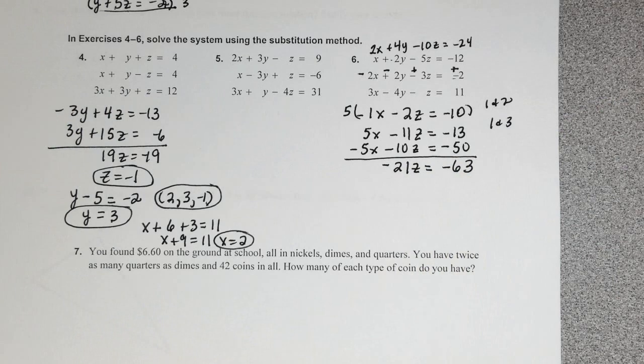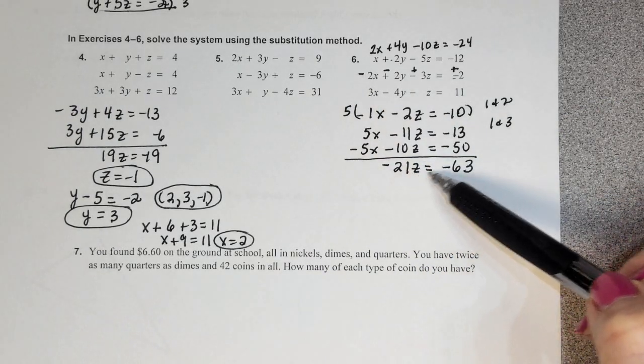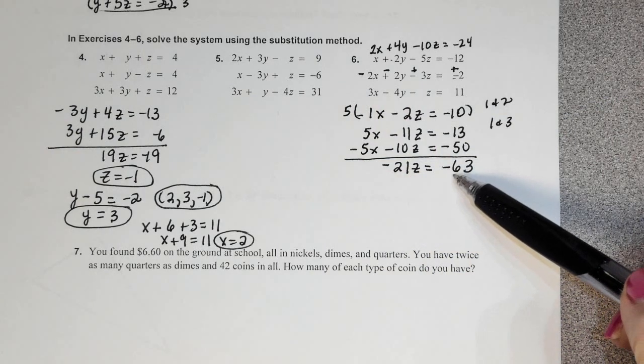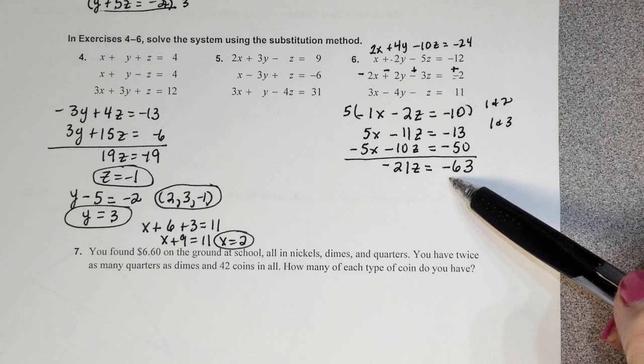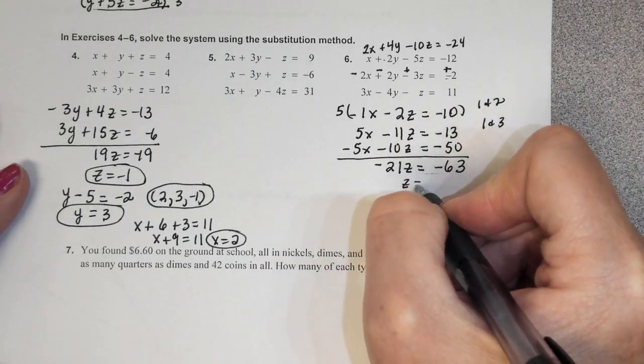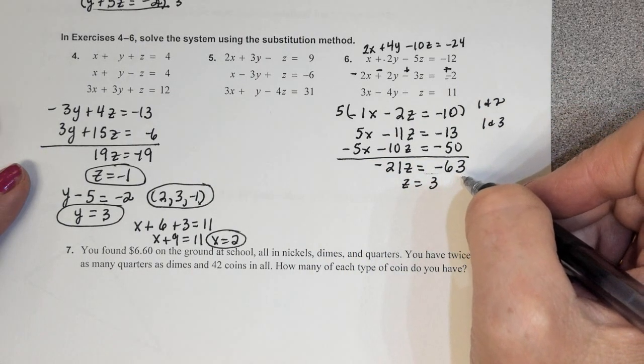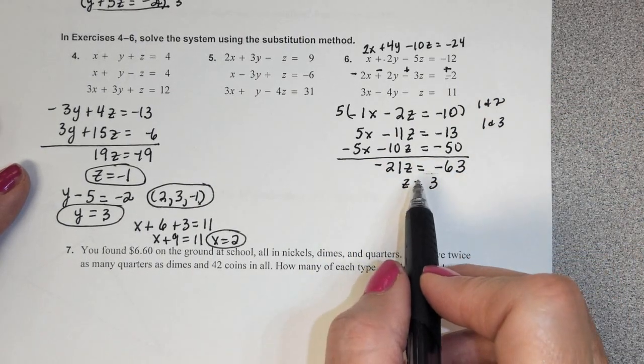While you're doing this, you should always be thinking ahead. If we're going to get something that is a fraction, a really ugly fraction, we probably did something wrong. But this is going to be fine, isn't it? What's z going to be here? 3. But if it was going to be like 63 over 20, we probably made a mistake. All right, so z is 3.